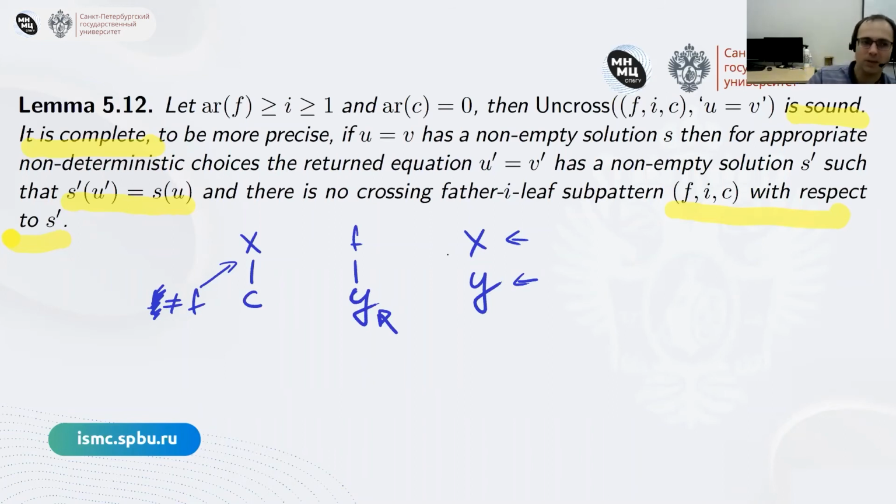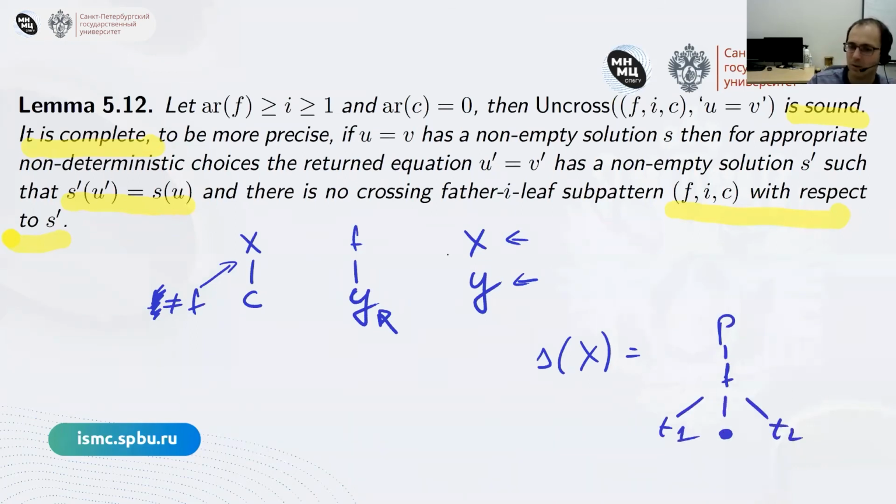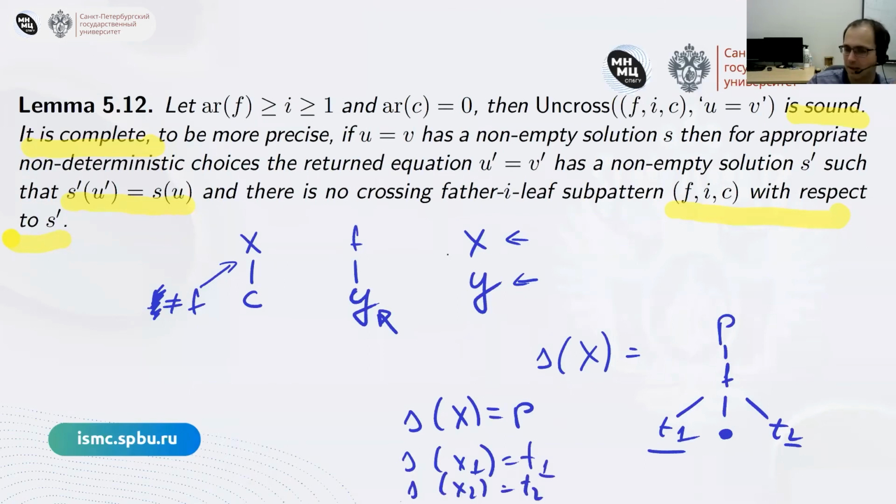And of course, the value of the substitution is defined appropriately. So if the substitution for X was some pattern P applied on F on terms T1, T2, and so on, then the substitution for the new X is simply P, and the substitution for the new variables are as defined here. So for X1, this is T1, and the substitution for X2 is T2, and so on. So the substitutions are consistent with what they were before. Those are primes.